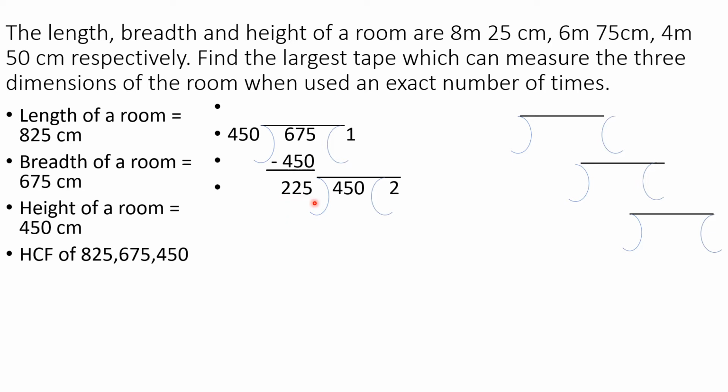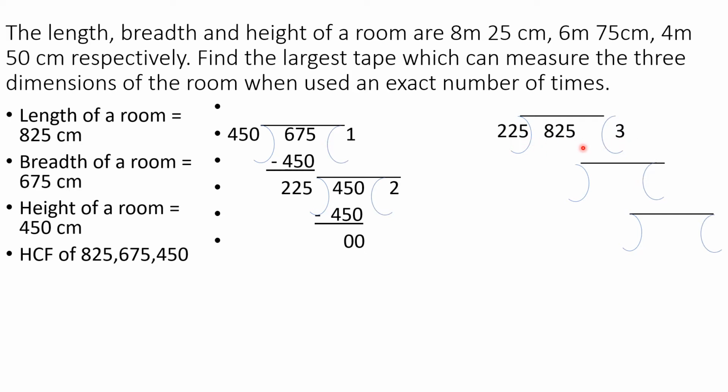According to the long division method, 225 is now the new divisor and 450 will become the new dividend. Now how many times? Yes, two times, fully divisible. 225 twos are 450. It means the HCF of these two numbers, 450 and 675, is 225. Now we will take this HCF 225 and the third remaining number 825. So we will find out the HCF for these two numbers.